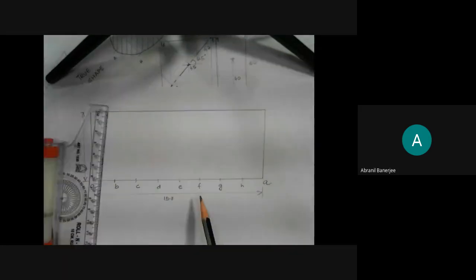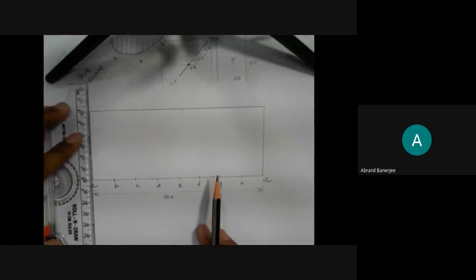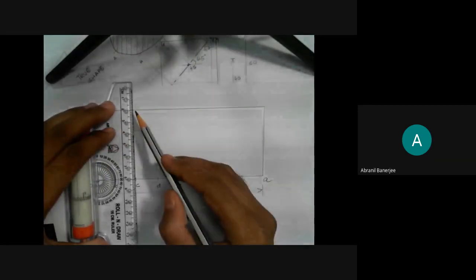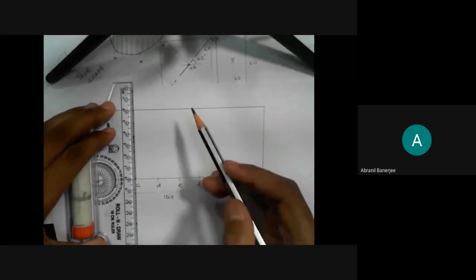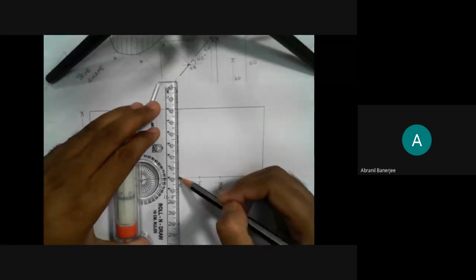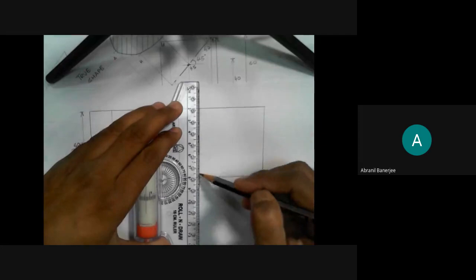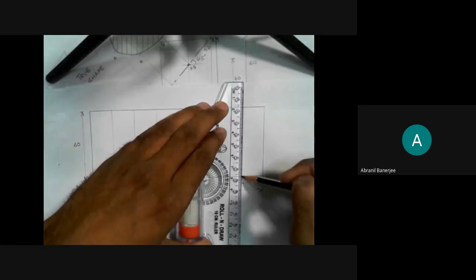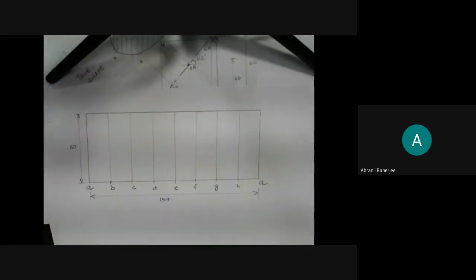Now I will draw construction lines. Properly draw the construction lines. When you draw the construction lines, take a roller scale so that these will be parallel. See that these lines are parallel to the A line, or else perpendicular to the A line. Fair enough. I have drawn all the construction lines.